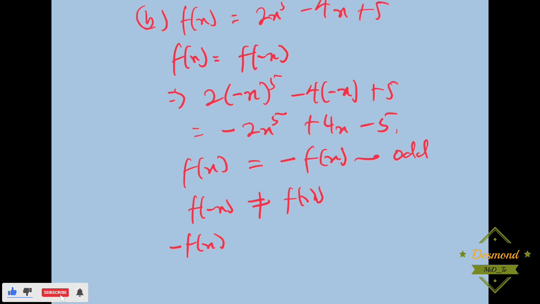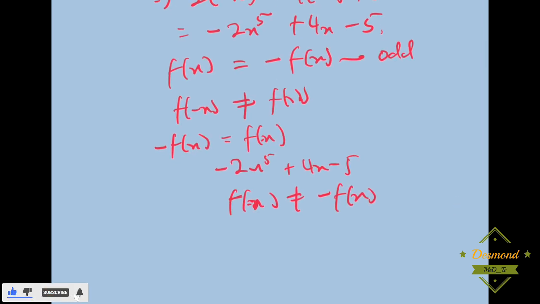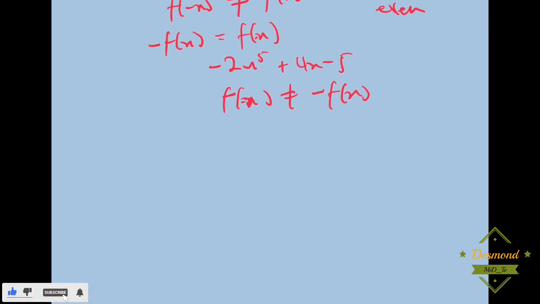So let's test if it's an odd function. An odd function is when f of negative x is equal to negative f of x. So let's do that. With this, we will get negative 2x^5 plus 4x minus 5. So we can see that f of negative x is not equal to negative f of x. Therefore, the function is neither odd nor even. So neither odd nor even. I think I just corrected it right here, so you can see the correction we made here.